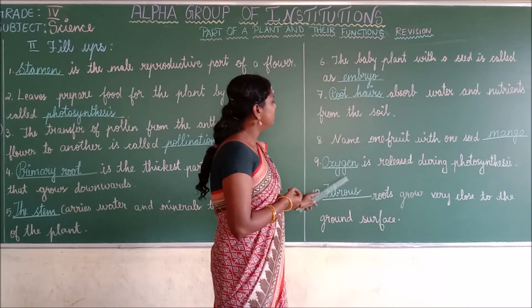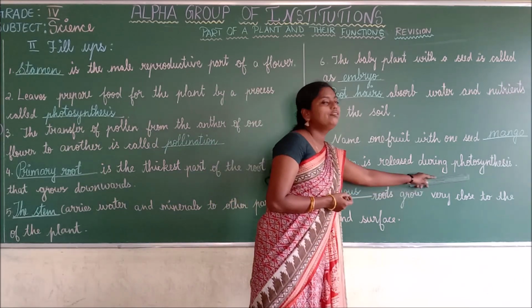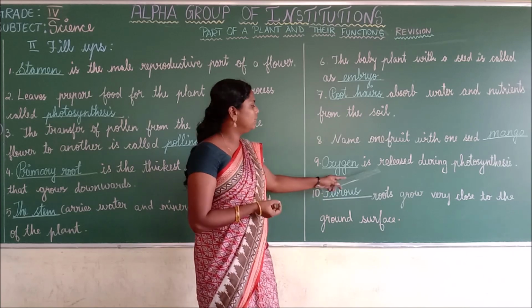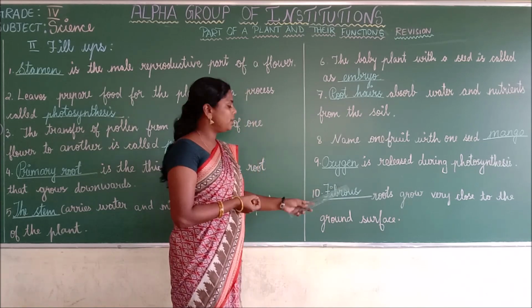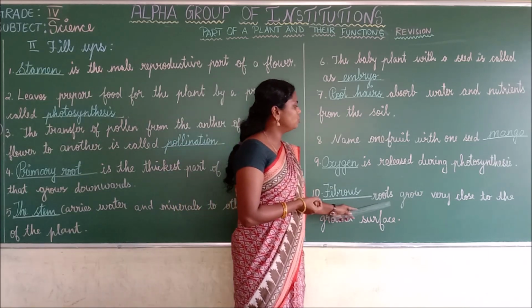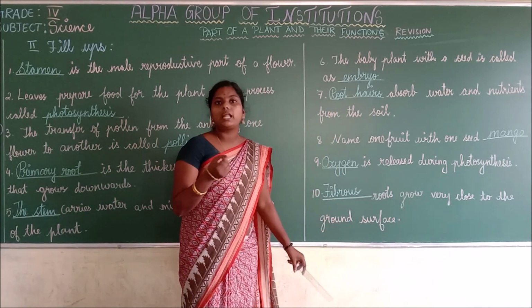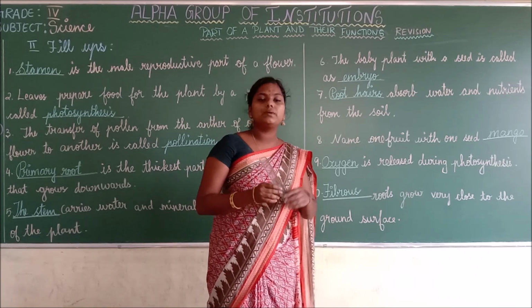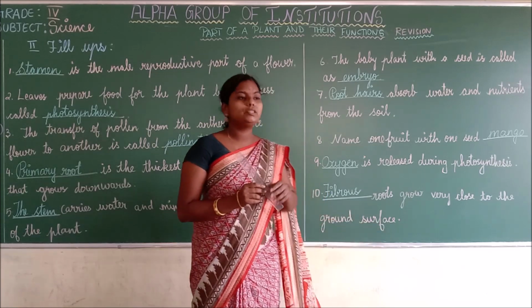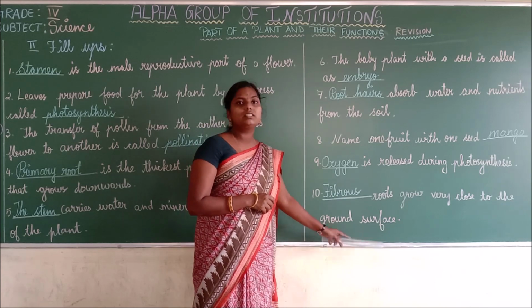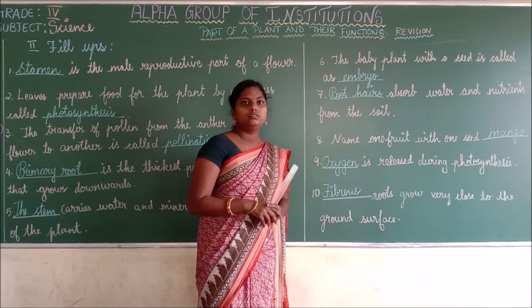The ninth one, dash is released during photosynthesis. The plants take in carbon dioxide and they release oxygen. Is it clear now? The last one, dash roots grow very close to the ground surface. So the taproot goes under and is very deep in the ground, but the fibrous root goes very close to the ground surface. Is it clear?